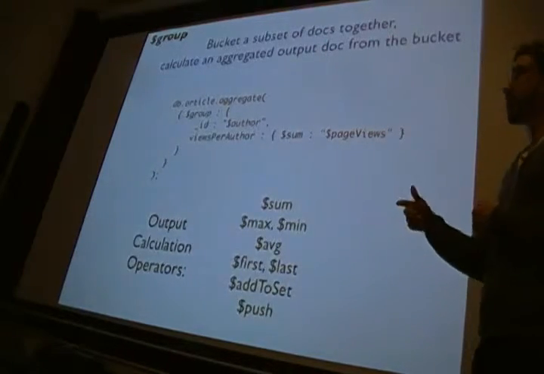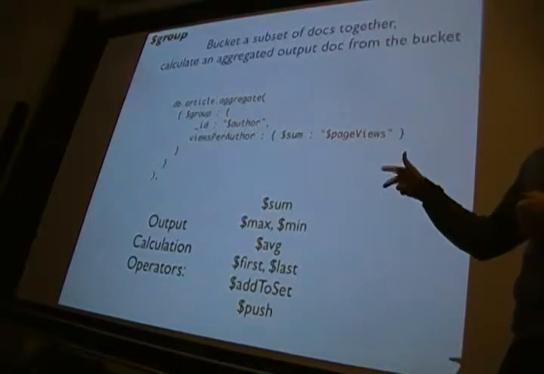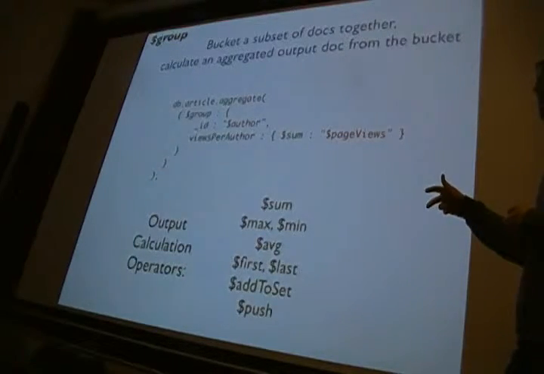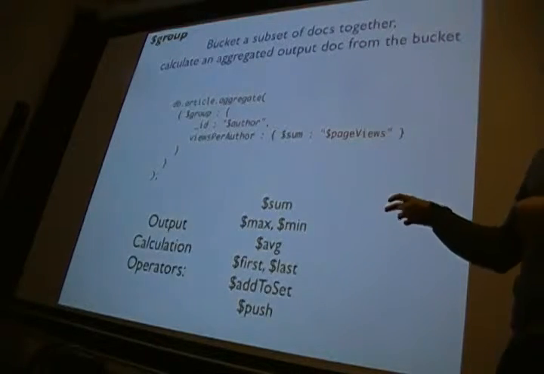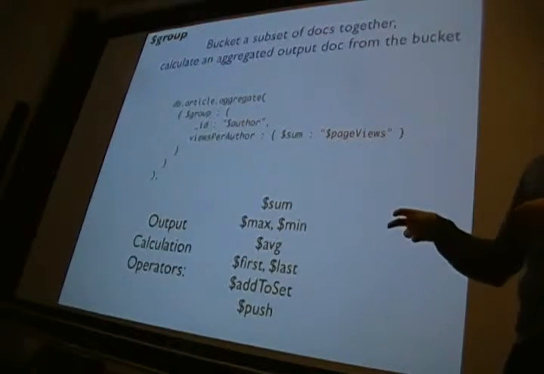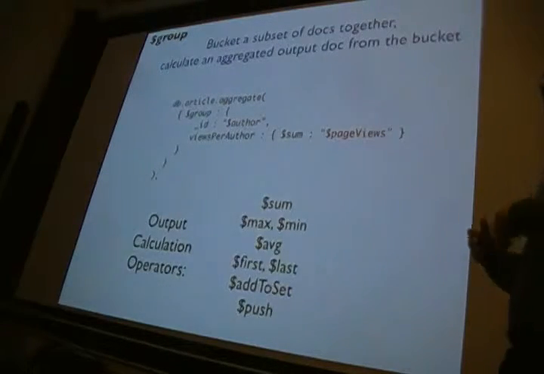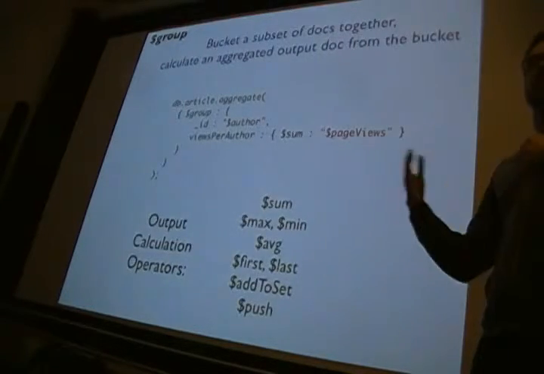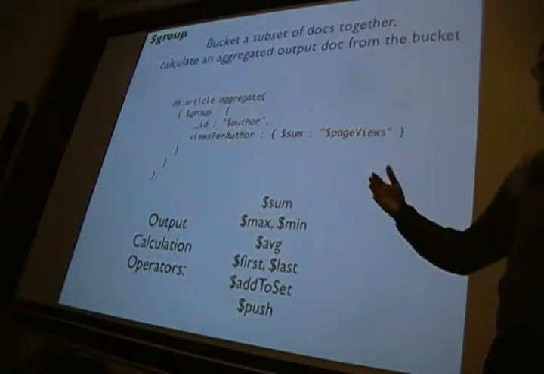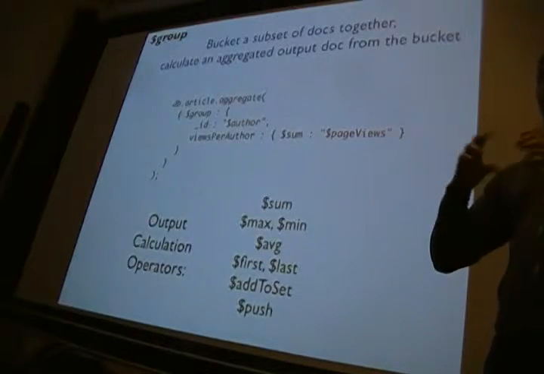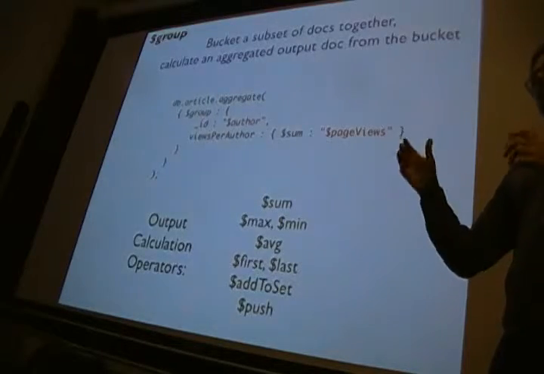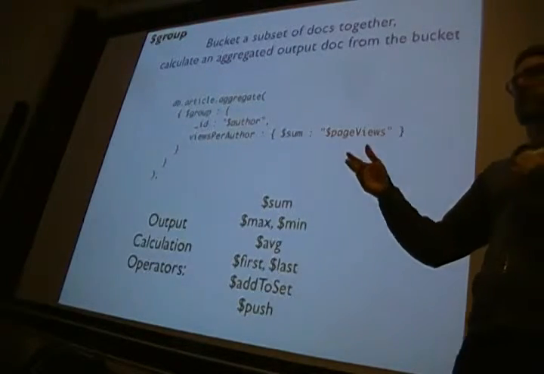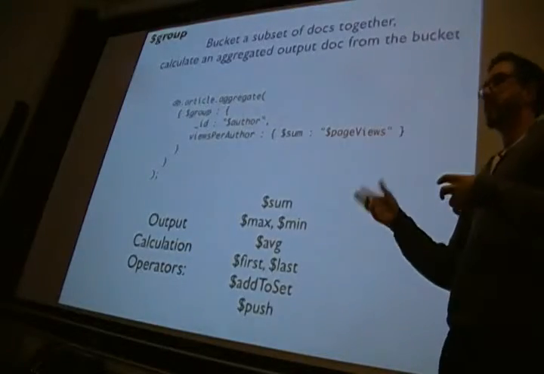You can do some other calculations besides sum. You can do max and min or average. You can get the first or last of a group. You can also do add to set and push. Add to set and push let you construct new arrays. So if I have documents in a group and I want to take fields from that group and squish them into one array that contains values from each document, then I can use push. If you want to do the same thing but also maintain uniqueness within that array, so you never have repeat values in the array, use add to set.